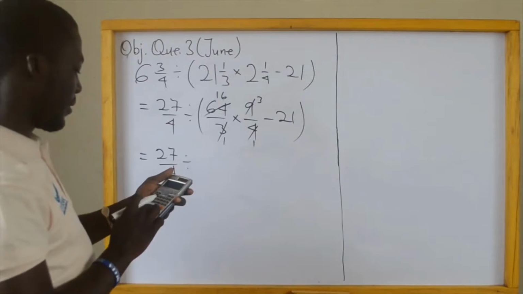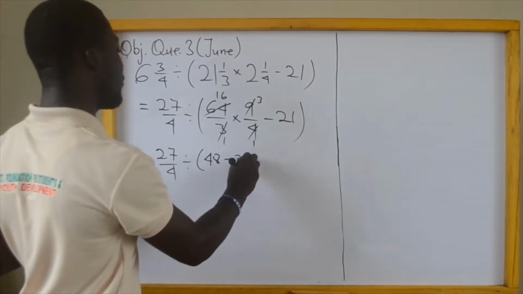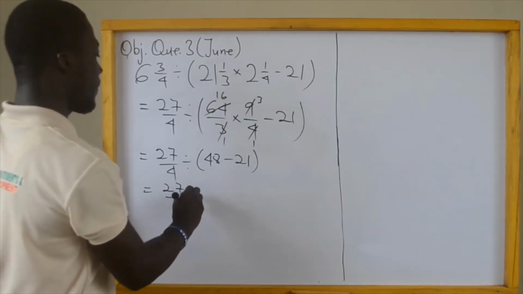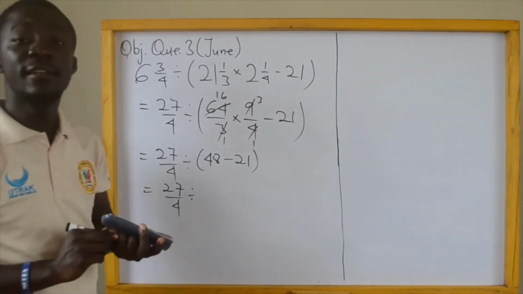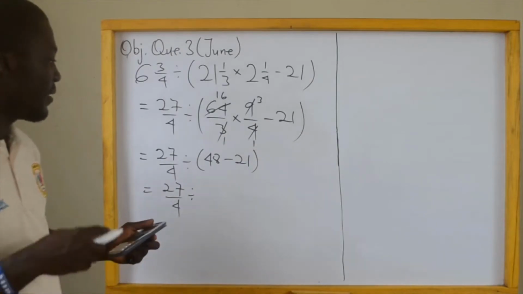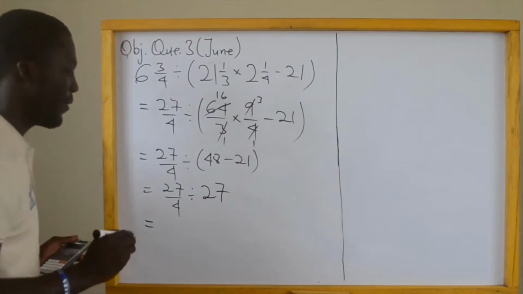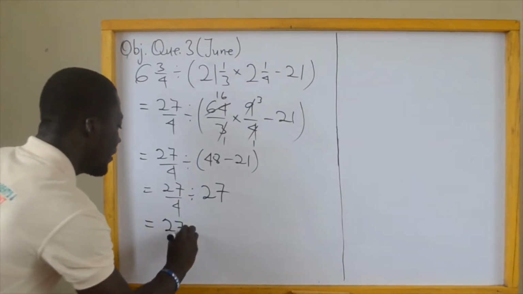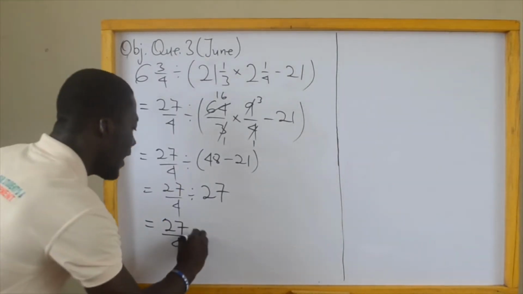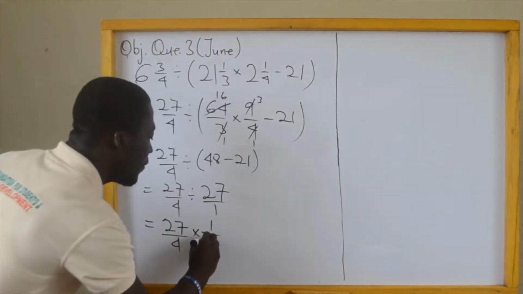16 times 3 is 48. So 48 minus 21. And when we subtract 21 from 48, we are going to get 27. Which means we can rewrite this as 27 over 4 times, then we reciprocate the 27 over 1 to 1 over 27.